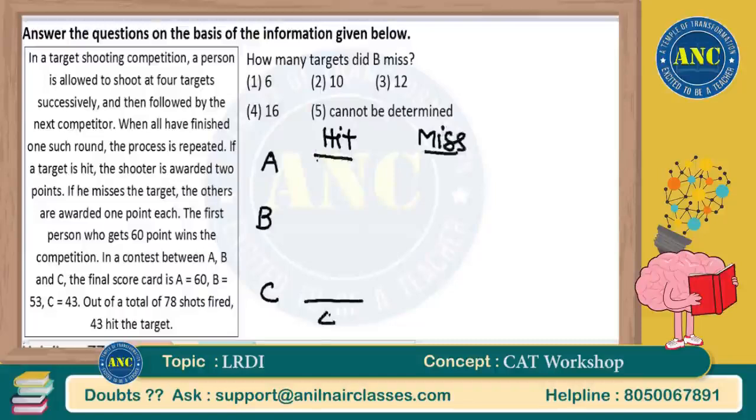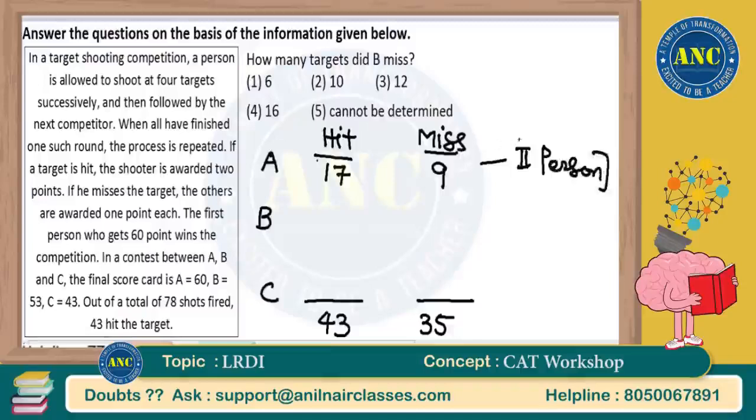Total hits are 43. Total miss is 35. What is the next one that we got? This is 17 and it is 9. So A is the second person to hit the target. Now see here, how many targets did B miss? Suppose for example, in the second question, B miss is 10. We don't know whether B is the first person or the third person.